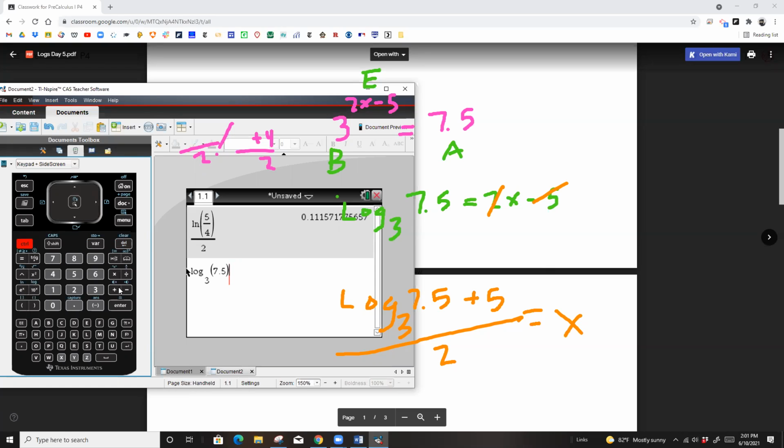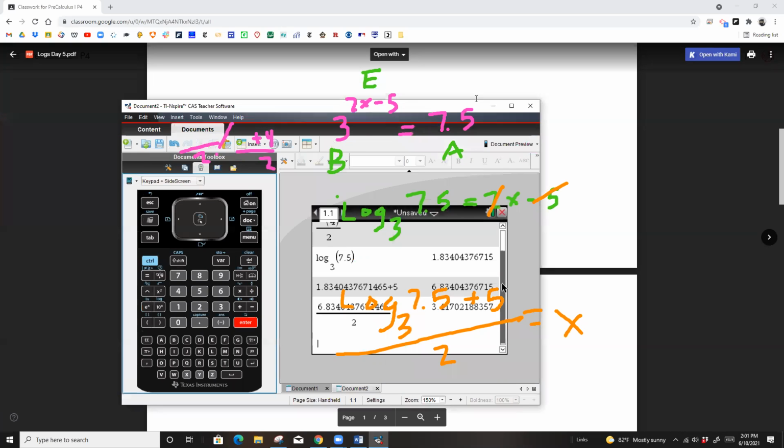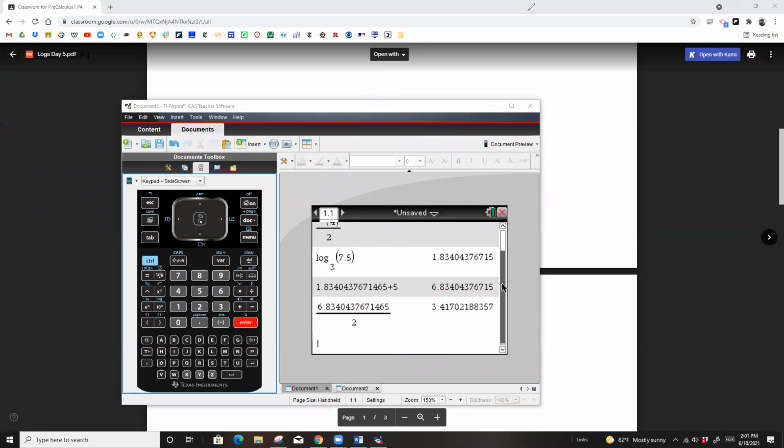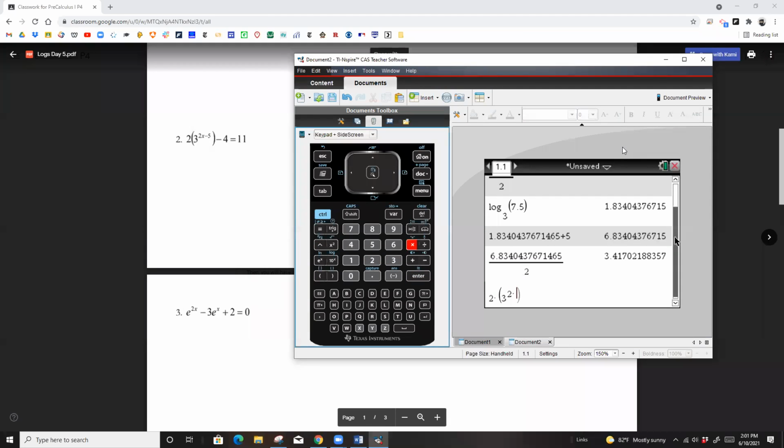All right, so you can figure out what that is, and then add 5 to it, and then divide by 2. So it comes out to be 3.417. And you can always check your work by plugging it back in. Always a good practice.